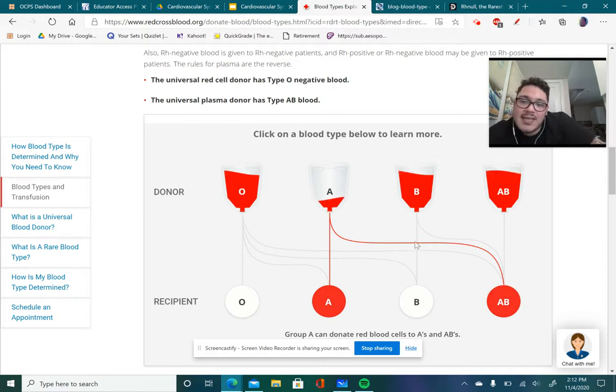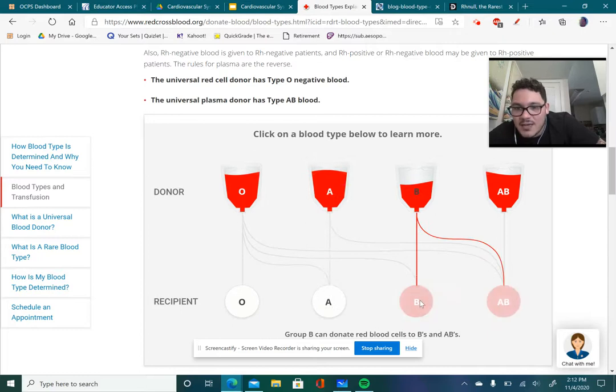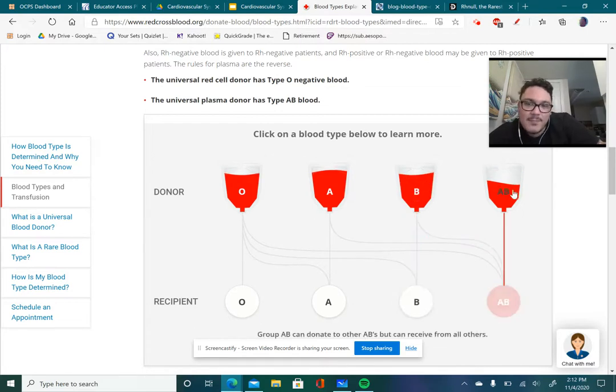Type A can donate to AB. Got it. What about type B? Type B can, of course, donate to B's, but it can also donate to AB as well because the B's are now matching. We're fine. No problem. The only blood type that's going to be restrictive as far as who you can donate to is AB. ABs can only donate to other ABs because the A's have to match and the B's have to match.